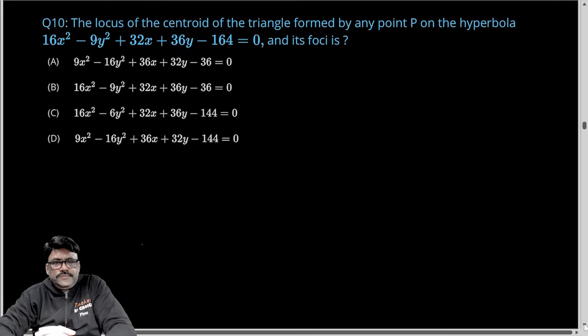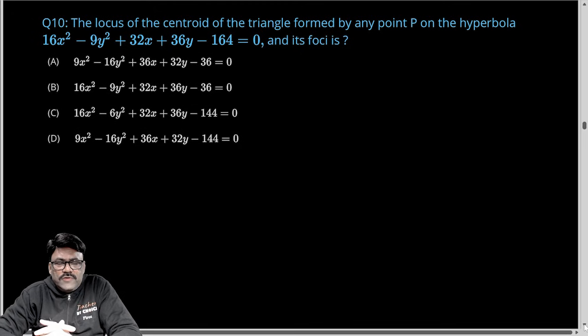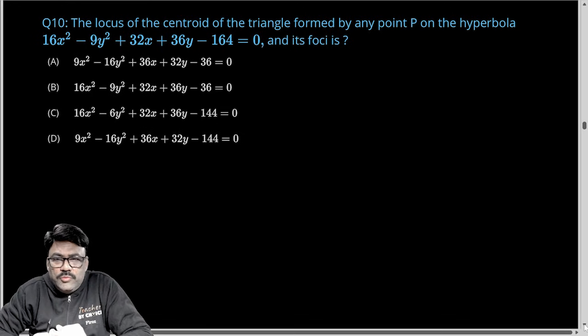See this question. The locus of the centroid of the triangle formed by any point on the hyperbola and its foci. So basically, you are choosing a point P on the hyperbola, any random point, any variable point. And you are joining this point P to both foci to get a triangle. And then you have to find the locus of the centroid of this triangle. But before getting the locus, I have to get the centroid. And to get the centroid, I have to get the focus.